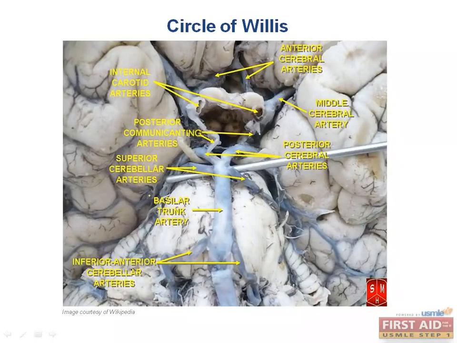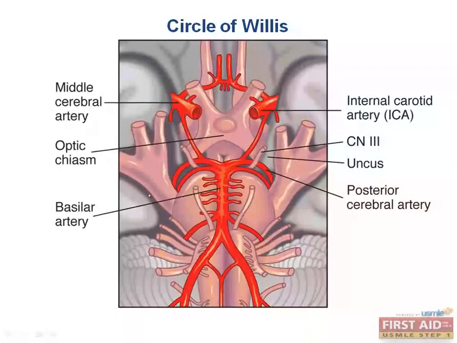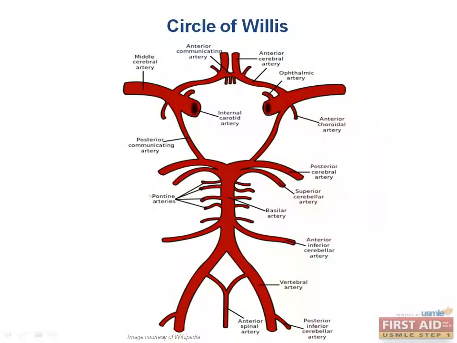Okay, now I want to take a few minutes to discuss the circle of Willis in a little bit more detail. This looks much more complex than it actually is. So let's break it down so you can understand how the anterior and posterior circulations anastomose. Coming up the spinal cord, we have these vertebral arteries, which will give rise to the basilar artery.